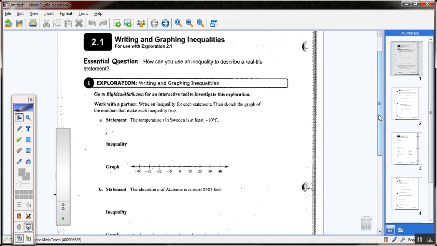So let's get started here, guys. We're going to start looking at not dealing with equations anymore, but we're going to be dealing with writing and graphing. What's this word right here? Inequalities, okay? What kind of signs do inequalities involve?